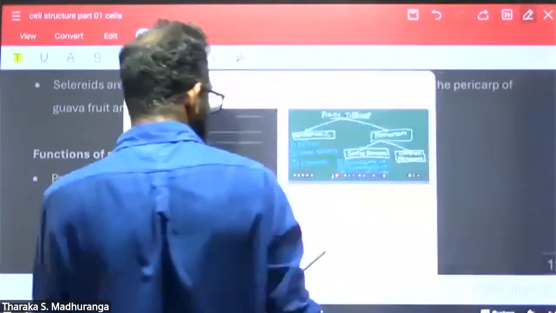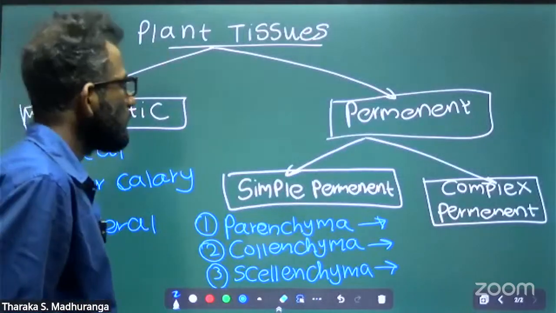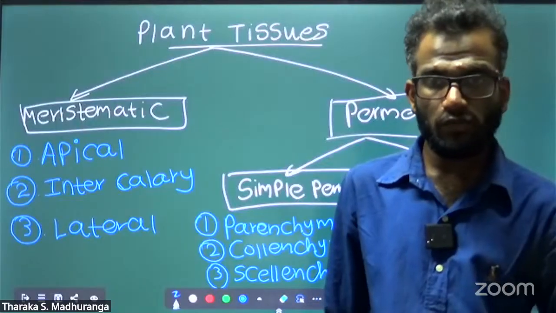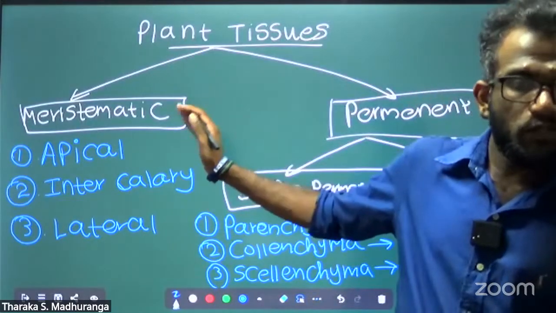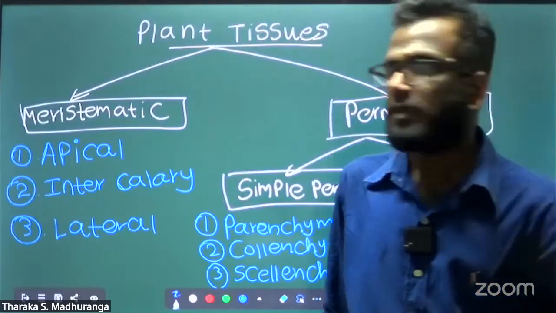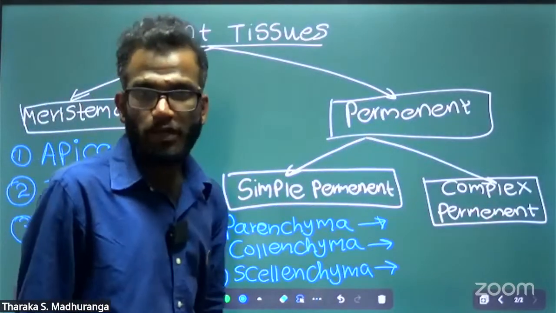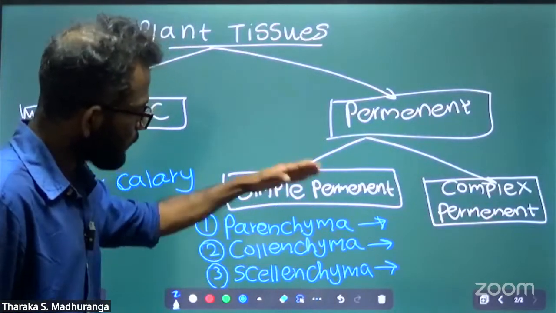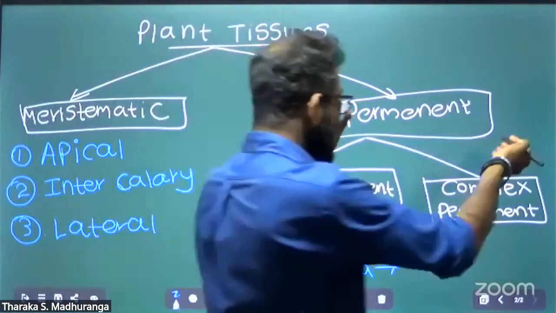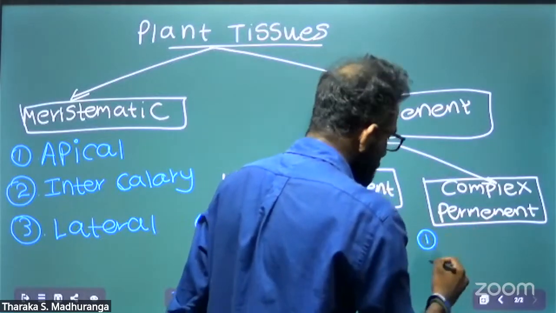Okay, now go to the summary. Plant tissues are mainly two types: meristematic tissues and permanent tissues. Meristematic tissues: apical, intercalary, and lateral. Permanent tissues: simple permanent tissues and complex permanent tissues. Simple permanent tissues: parenchyma, collenchyma, sclerenchyma, already discussed. Complex permanent tissues are again two types.